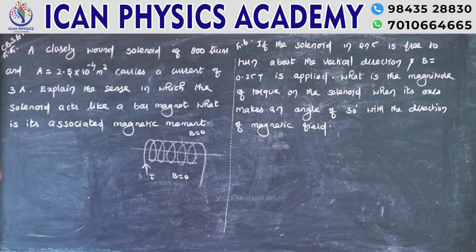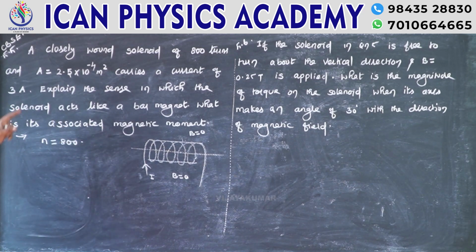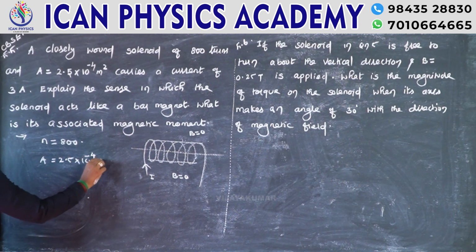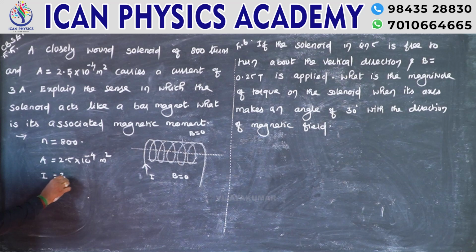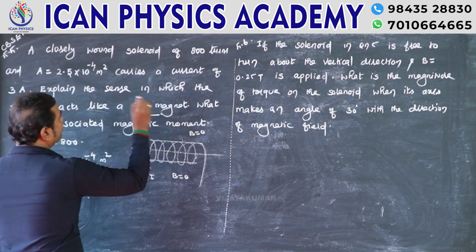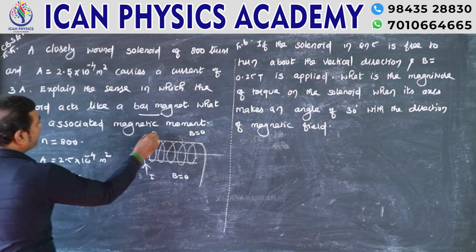It has 800 turns, N equal to 800 turns, and the area of cross section of the coil is 2.5 into 10 to the power minus 4 meters squared. It carries a current of 3 ampere, so I equal to 3 ampere. Explain the sense in which the solenoid acts like a bar magnet. What is its associated magnetic moment?